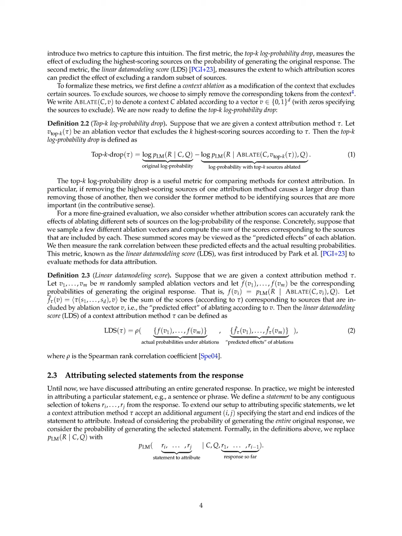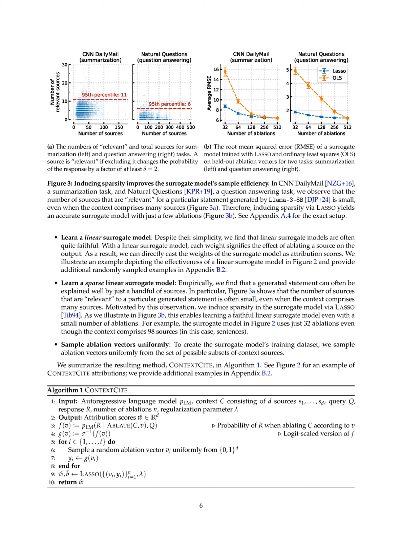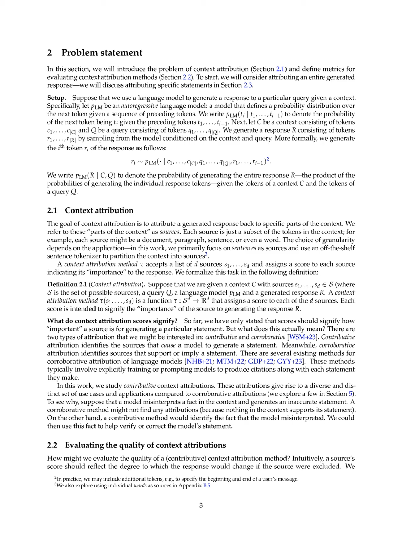Next, a surrogate model, f-hat, is learned to approximate the relationship between the ablation vectors and their corresponding probabilities, allowing for efficient computation and interpretation of the effects of including or excluding specific sources. The surrogate model is designed to be linear and sparse, meaning it assigns weights to sources that reflect their importance in generating the response, with the sparsity ensuring that only a few relevant sources are highlighted. Finally, the weights from the surrogate model are used as attribution scores, effectively linking the generated response back to the individual sources in the context.